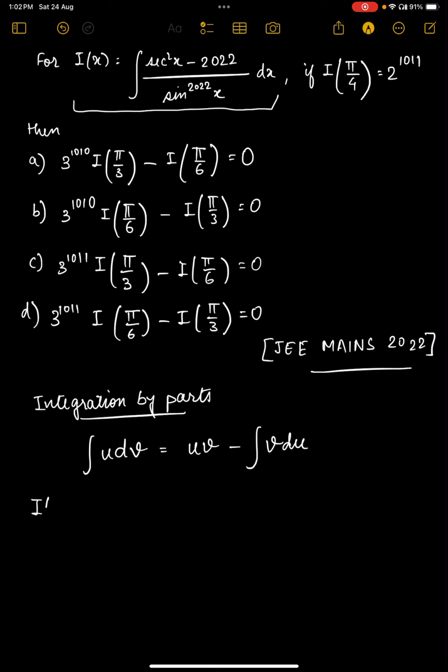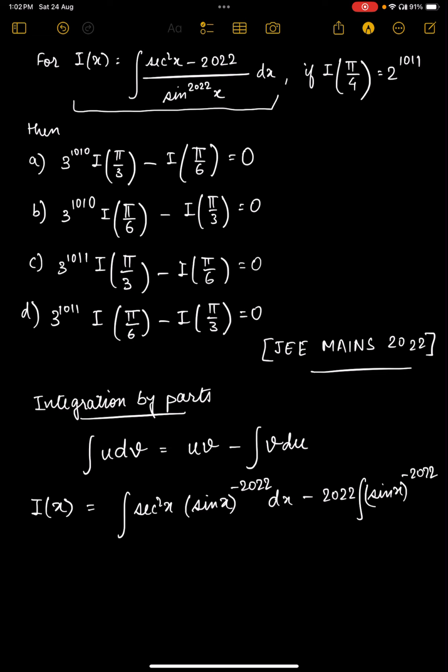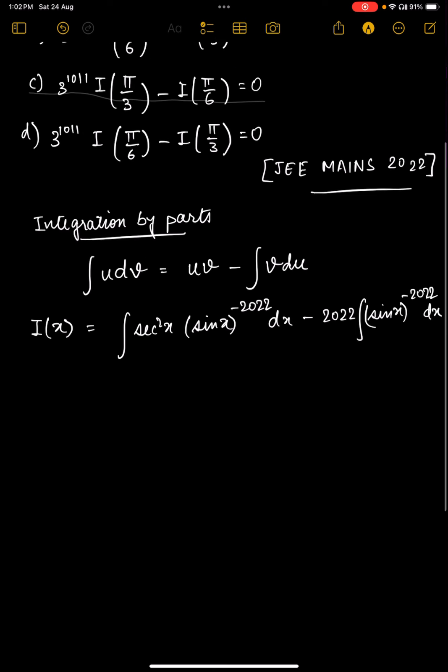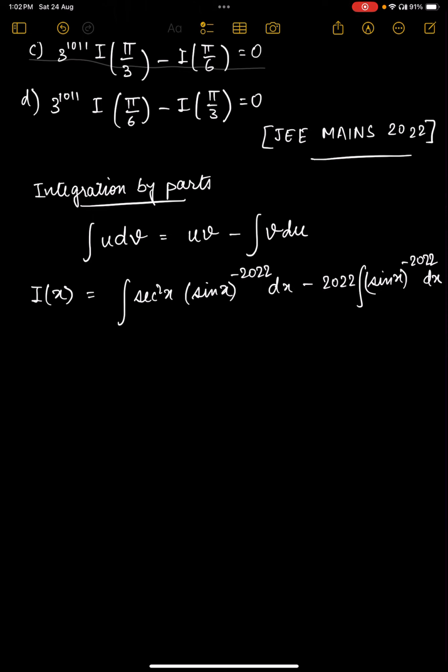So let us begin by seeing what is the integral given to us. I of x is given to us as integral of secant square x, and I'll just bring the sine term up instead of the denominator and write this as sine x to the power minus 2022 dx. And the second part will be 2022 integral of sine x to the power minus 2022 dx. Fair enough. So I've just rewritten the term for I of x. Now we have identified that our u is going to be sine x to the power minus 2022 and our v is going to be secant square x.